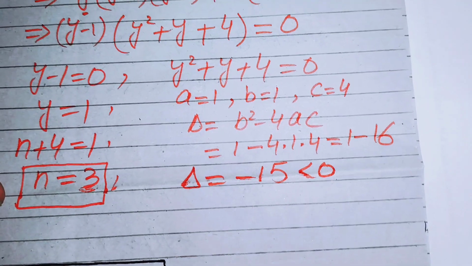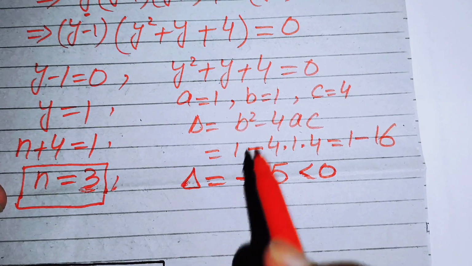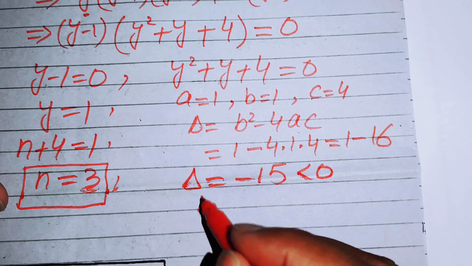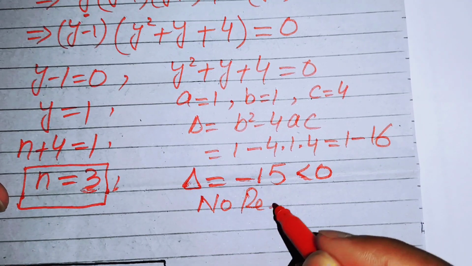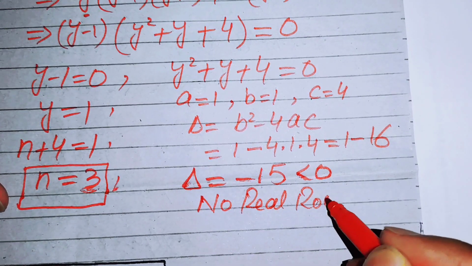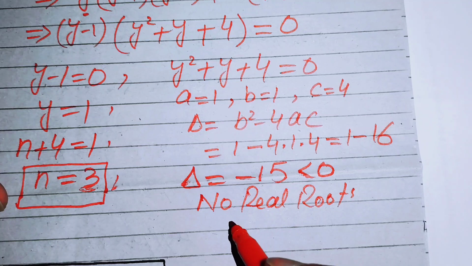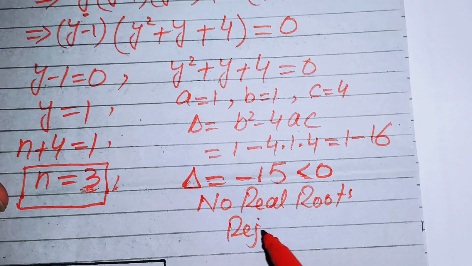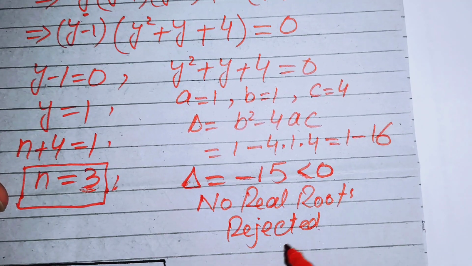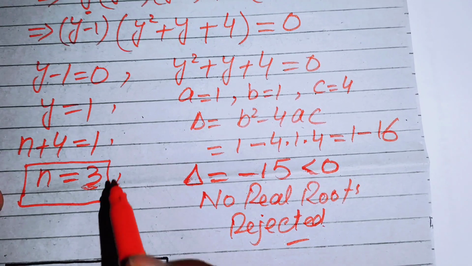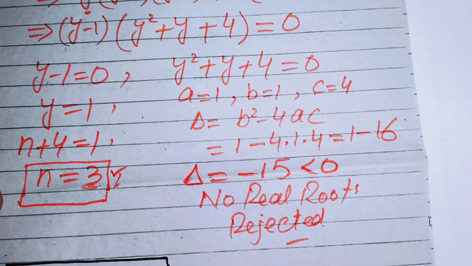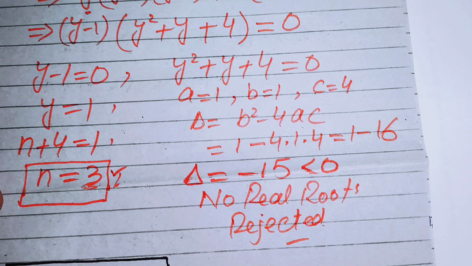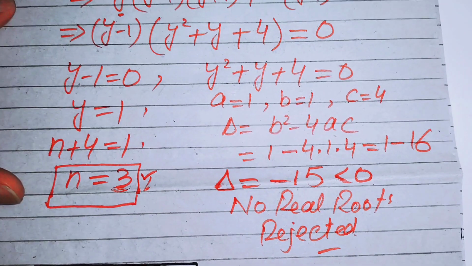If our delta is less than 0, then we can say that this quadratic equation has no real root. So if it has no real roots, then we will reject this case, because in this case we need only real roots. So finally we say that n is equal to 3 be the only one solution of this problem, and this is our final answer.